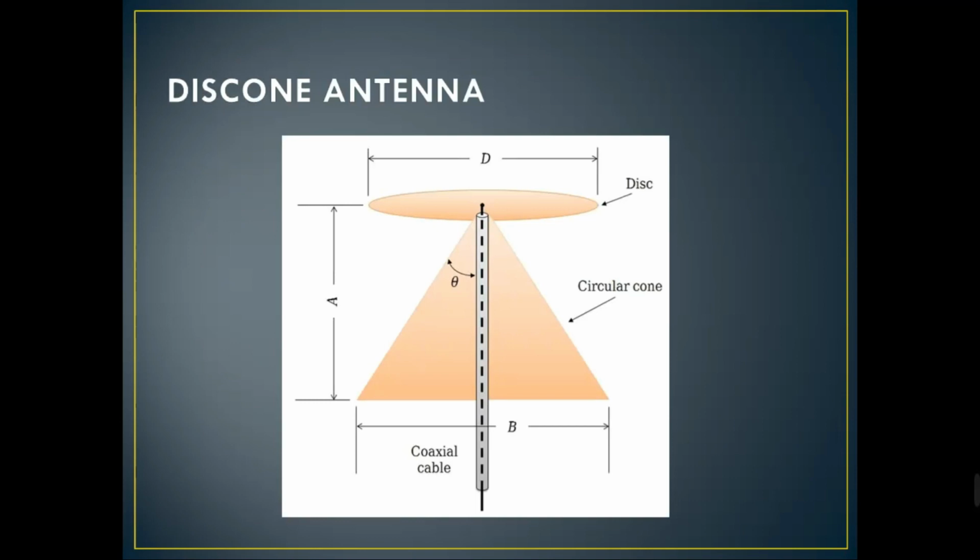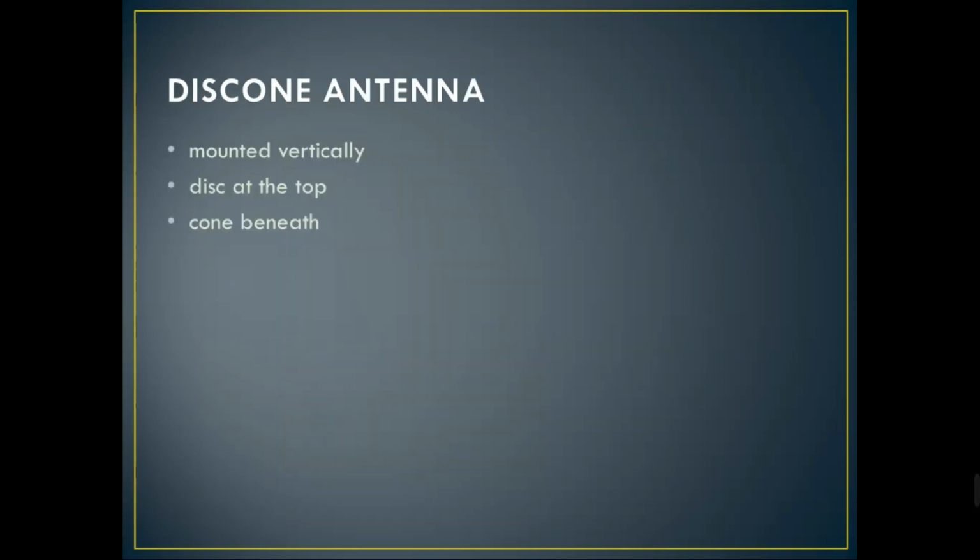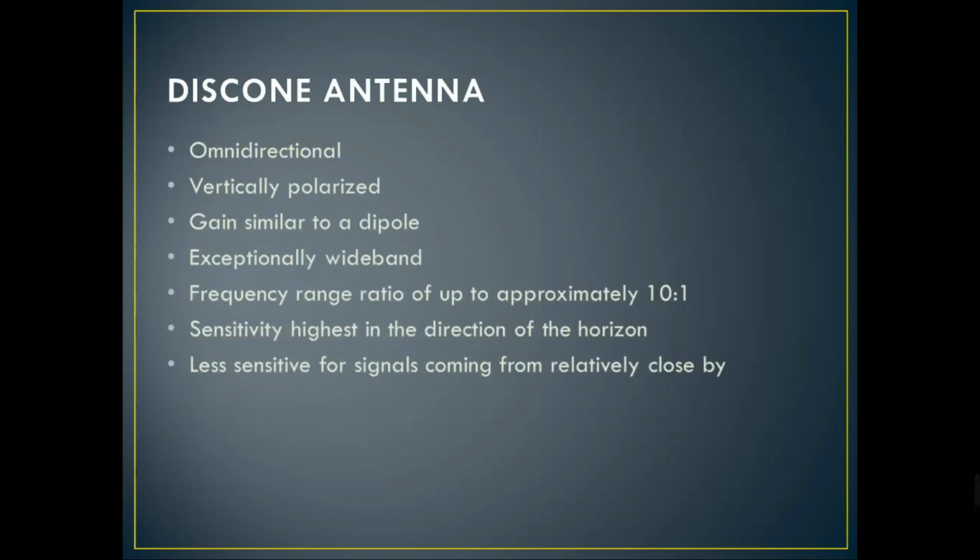Next is the disc cone antenna. A disc cone antenna is a version of a biconical antenna in which one of the cones is replaced by a disc. It is usually mounted vertically with the disc at the top and the cone beneath. It is omnidirectional, vertically polarized, and with gain similar to a dipole. It is exceptionally wideband, offering a frequency range ratio of up to approximately 10 to 1.